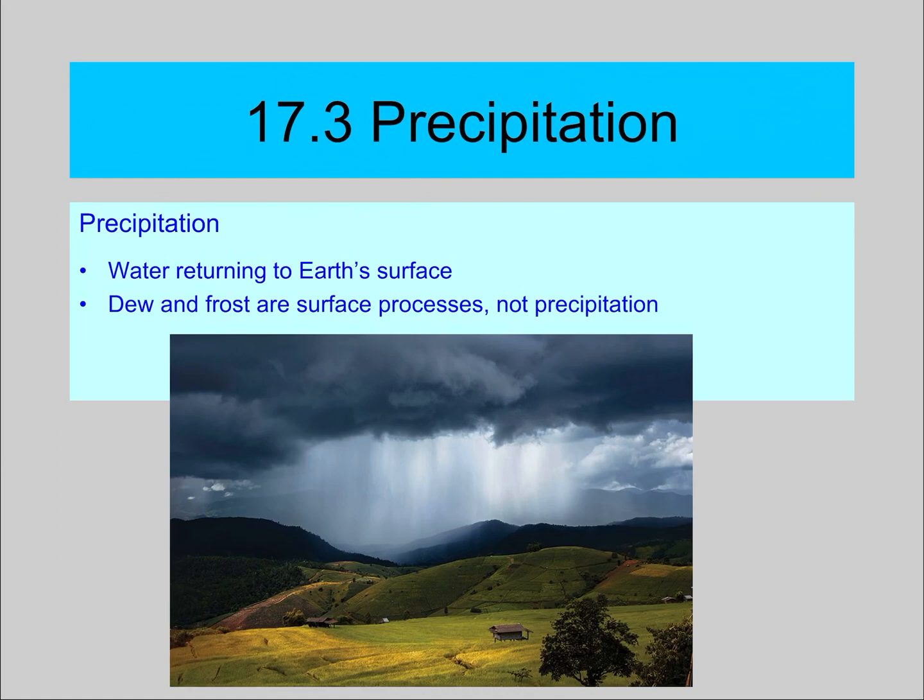So precipitation is the process in which water returns to Earth's surface. Dew and frost are surface processes, not precipitation. Because they don't come from the sky above, but they form from the ground, we don't classify dew and frost as precipitation. But rain, hail, snow, sleet, they all count as types of precipitation.